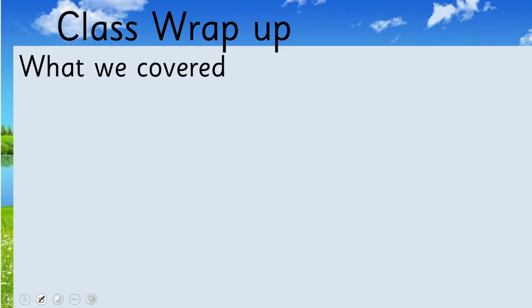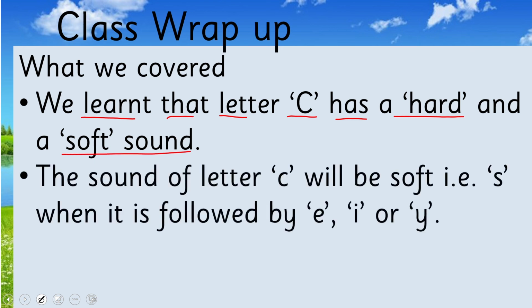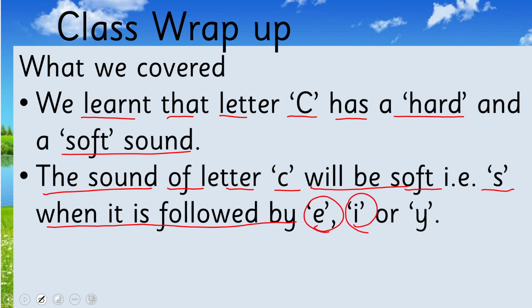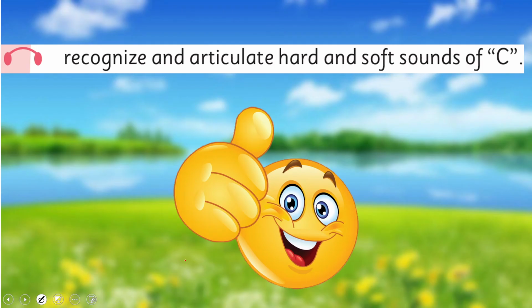So what we have learned today, we learned that letter C has a hard and a soft sound. The sound of letter C will be soft, that is, what is soft sound? S sound when it is followed by E, I, or Y. And in rest of all the cases, the sound of C will be hard sound, that is K sound. Right? So in this way, we achieved our today's SLO, that is to recognize and articulate hard and soft sound of C.